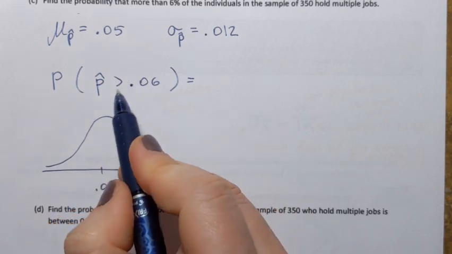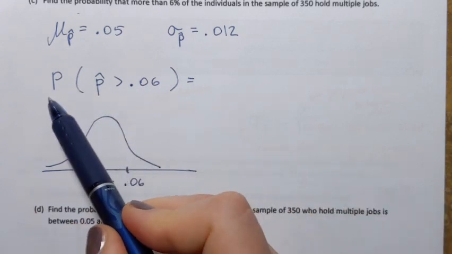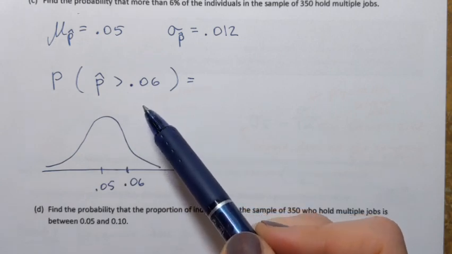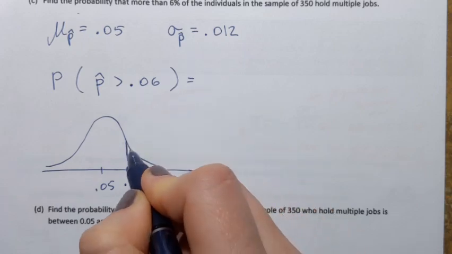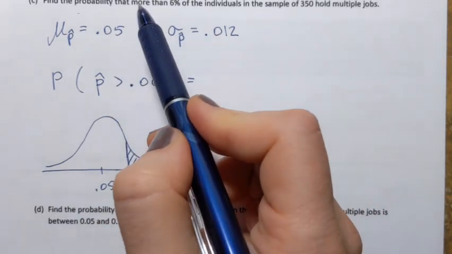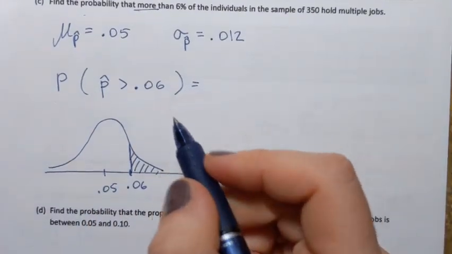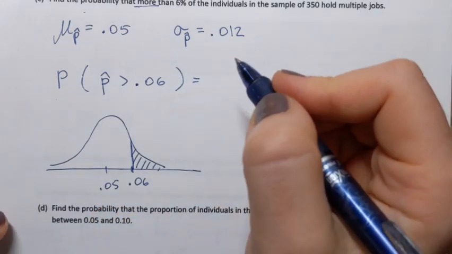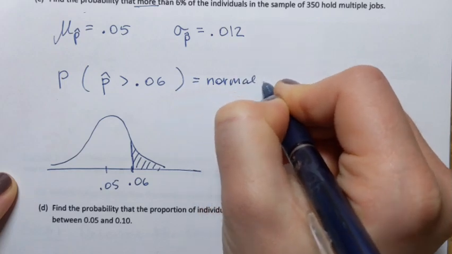Sample proportion that's used here is 0.06. And the probability that more than 6% of individuals will have multiple jobs corresponds to the area under the normal curve to the right of 0.06, because of the word "more." So I need to find this area, and that's the same as probability. So I will be using normal CDF.